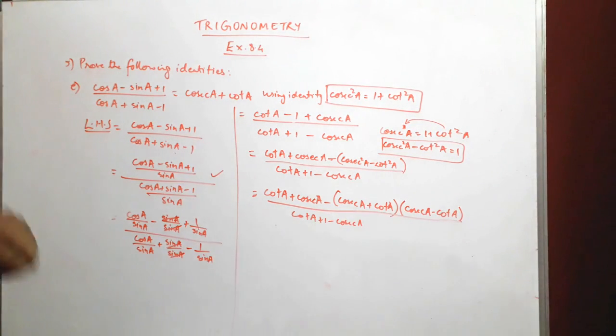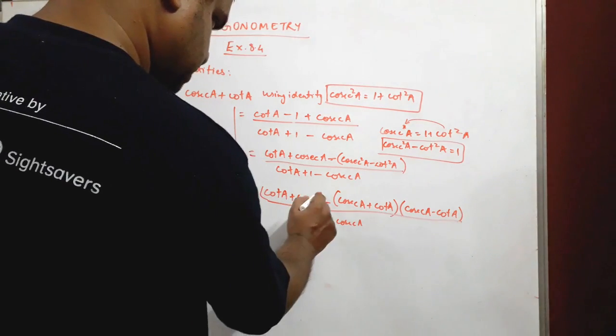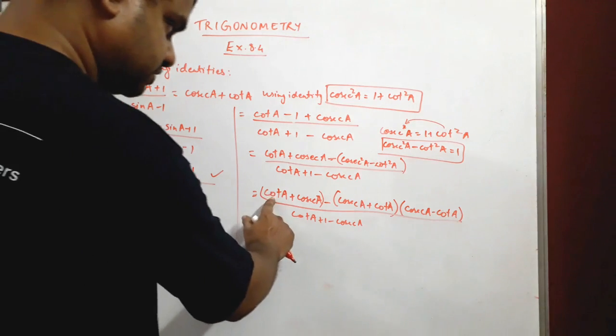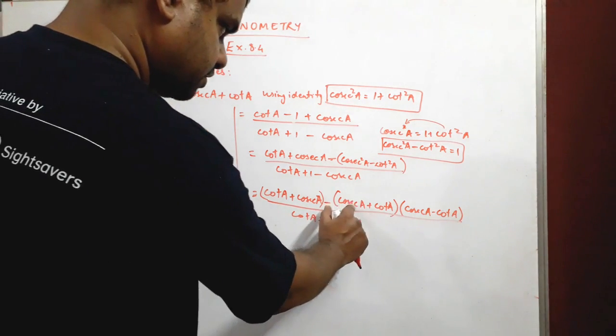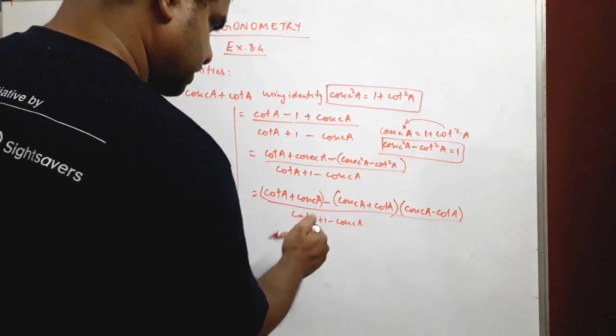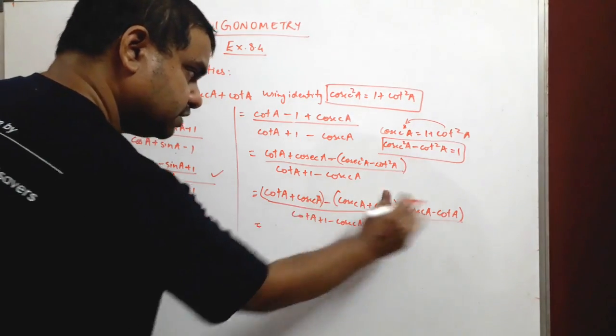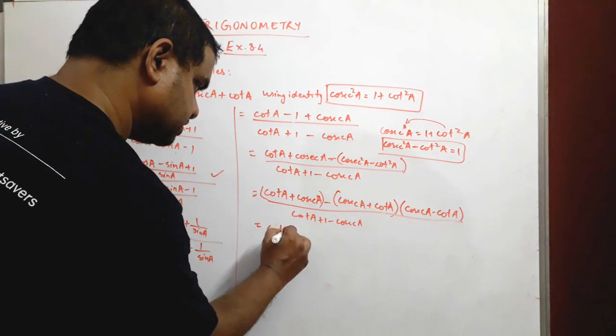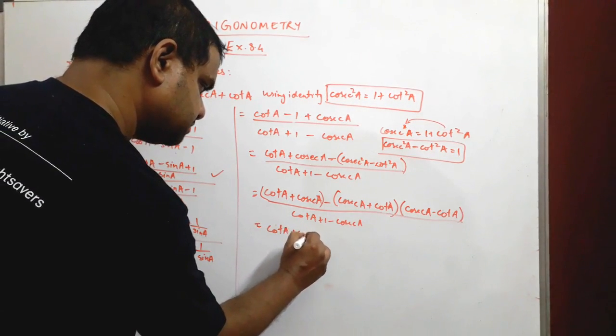Now if you have a look between these two terms and these two terms, what is common between the two? It is cot A plus cosec A. These two terms can be taken common. If we take it out common between this term and this term, we are left with, I'll take this out first, cot A plus cosec A.